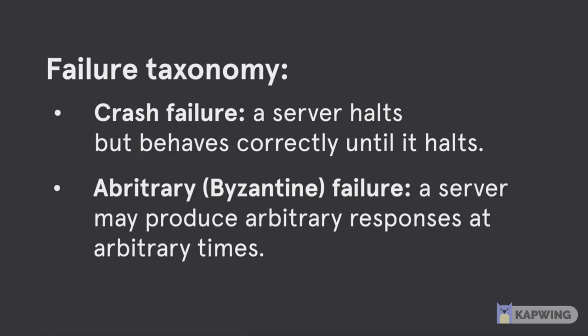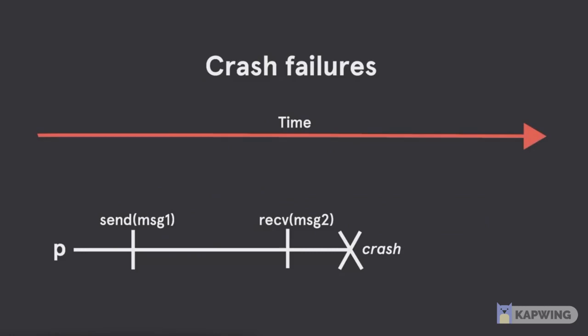Let's take a look at an example of crash failures. Here the red arrow indicates the execution of the node P. The node P sends some messages initially and then receives messages before crashing. After it crashes, it doesn't interact. It doesn't send messages, it doesn't receive messages, it doesn't do anything.